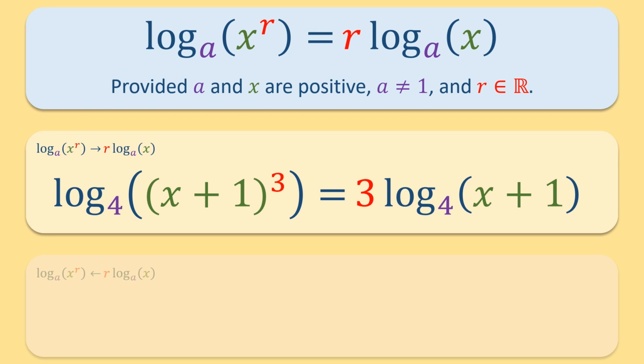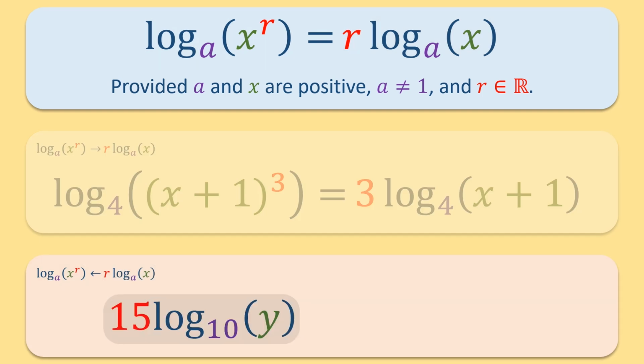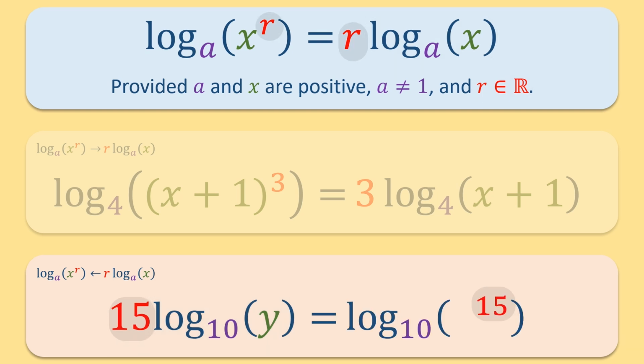Now, let's go from the right side to the left side of the rule. Consider 15 times log base 10 of y. When we have a real valued term or constant multiplied by a logarithm, we can bring it inside the logarithm by raising everything inside to the power of the real valued term or constant. So we bring 15 inside and make it the power of what was inside the logarithm over here, which was y. So using the rule in this direction, we get 15 times log base 10 of y is equal to log base 10 of y to the 15th power.